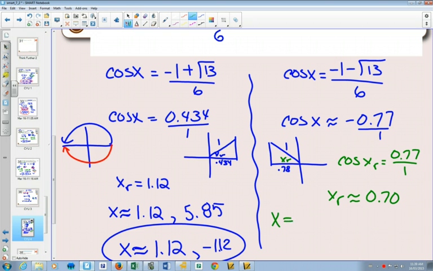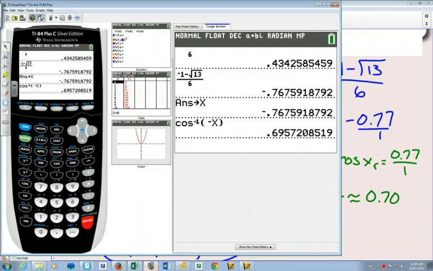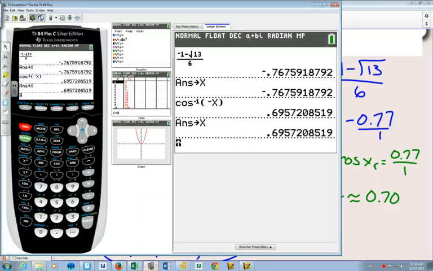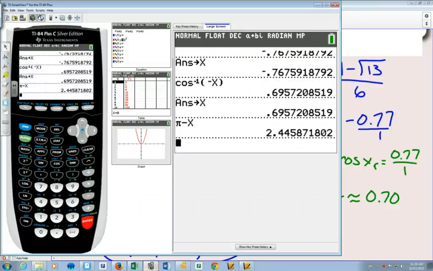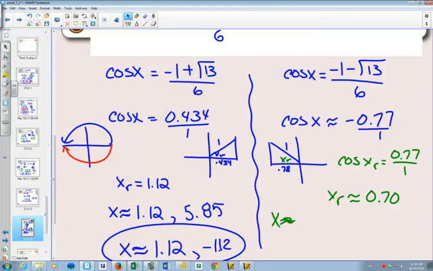Now I can find my answers for x. There's going to be 1 in quadrant 2. I'm going to store my reference angle as x. So in quadrant 2, it would be pi minus my reference angle, and in quadrant 3, it would be pi plus my reference angle. So I have 2.45 and 3.84. And those would be my answers from 0 to 2 pi.